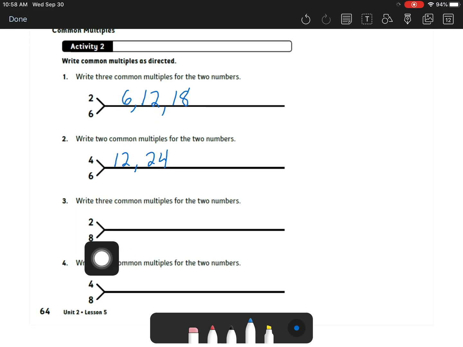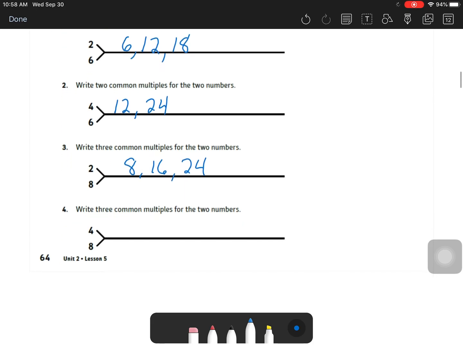Now what I always want to say is, is the bigger one a multiple of the smaller? Is 8 a multiple of 2? Well, 2 times 4 is 8, so yes it is. So we're going to count by 8s. 8, 16, 24. Okay, and same question here. Is 8 a multiple of 4? 4 times 2 is 8, then it is. So it's the same thing, we're going to count by 8s. Same answer as the last one.